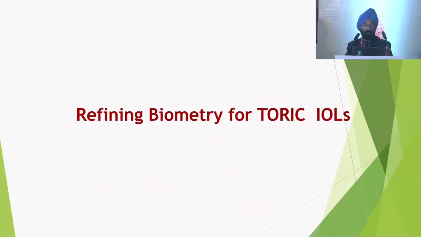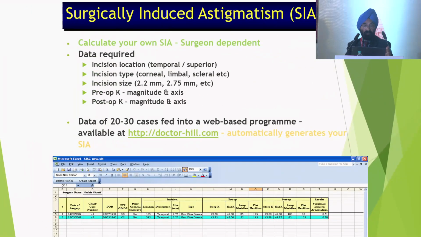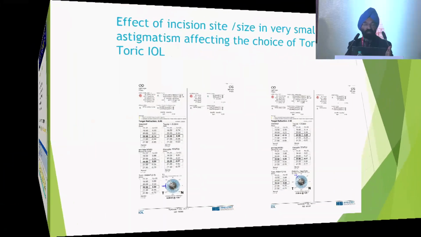So online calculators are refining biometry. For toric IOL it is equally important, and we should also calculate our SIA. What we can do is gather data of 20 to 30 cases regarding incision location, incision type, incision size, pre-op and post-op K. These 20 to 30 cases should be fed into this website, and that automatically generates your SIA.